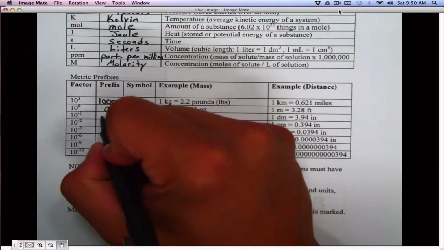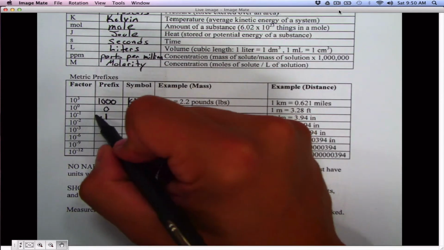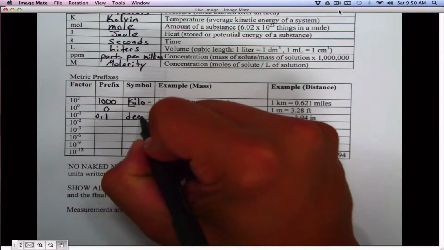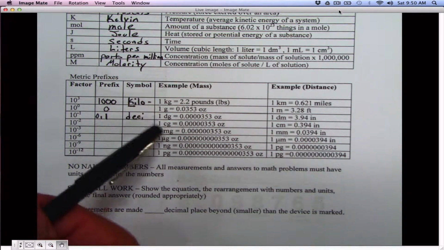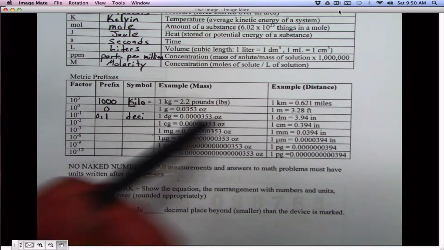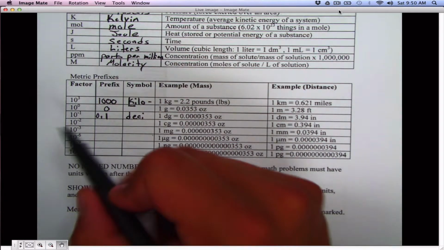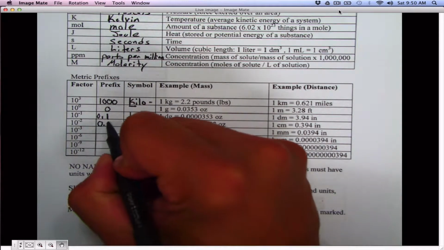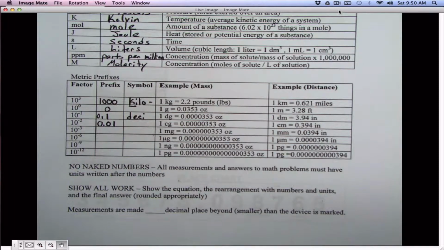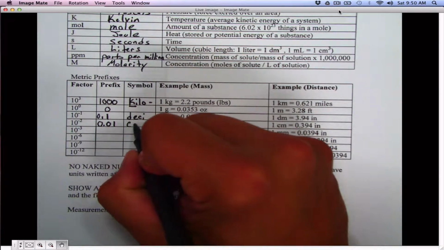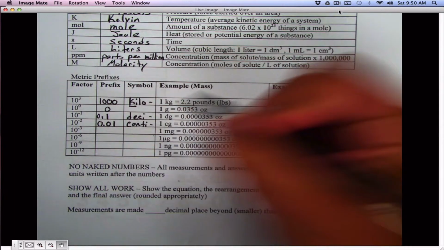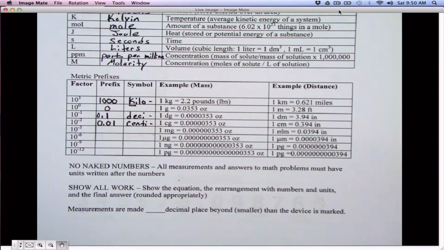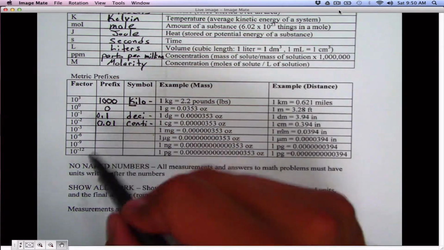10 to the negative 2 means 0.1. All right, we're talking about deci. Decigrams, decimeters. 10 to the negative 2, we're going 0.01, one unit smaller, a factor of 10 smaller. This is going to be centi. Centigrams, centimeters. You've probably heard centi a lot. Centi, C-E-N-T-I, if you can't read that.